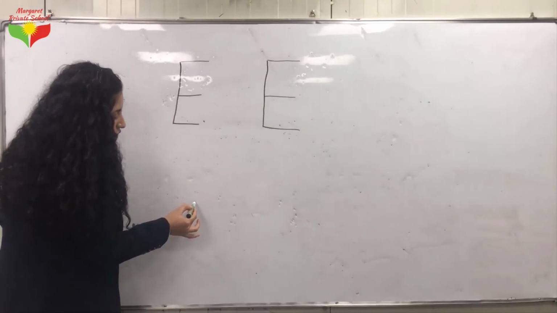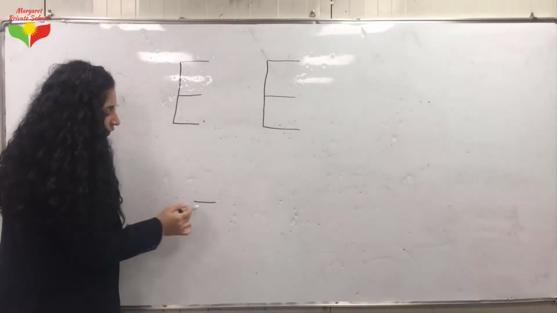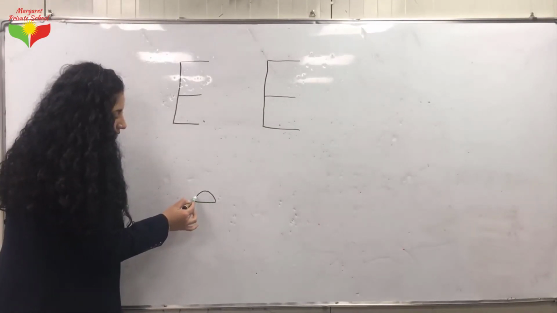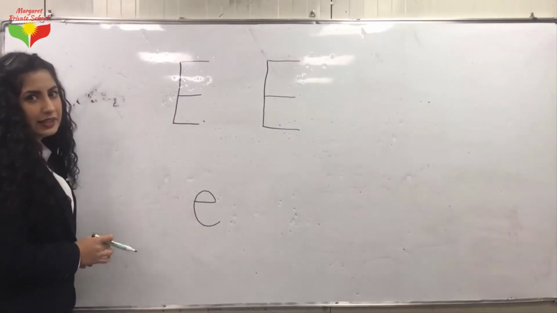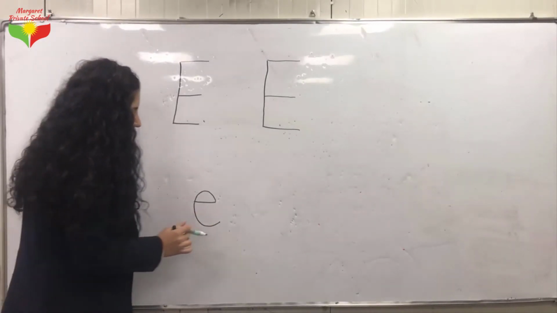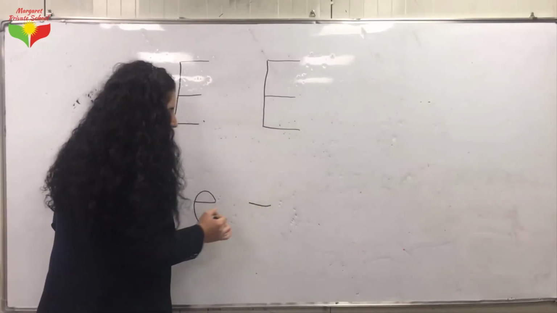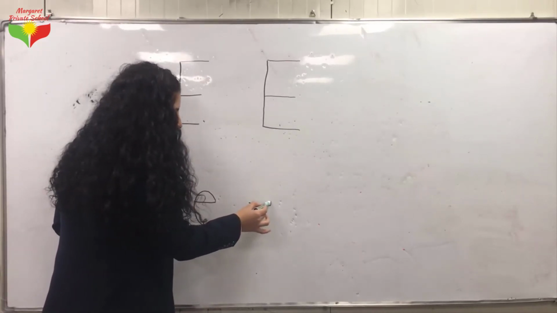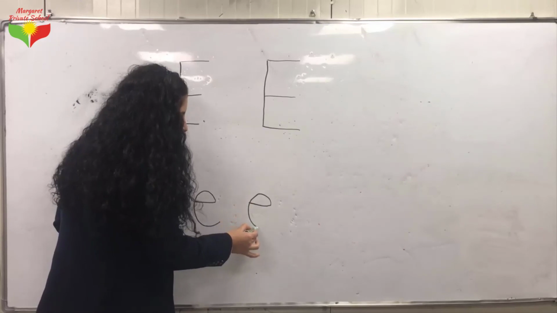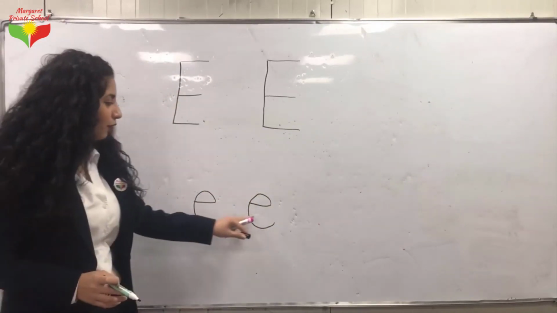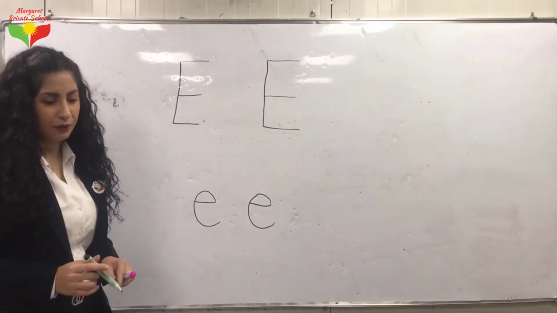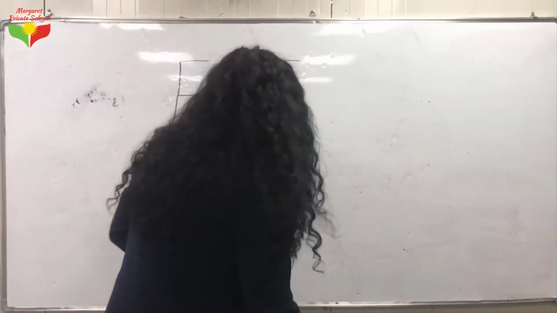Now look at the small one. We have to draw a small line, then letter C. It will be letter E. Okay, this is letter E. Small E. Okay. I'm gonna clean it.